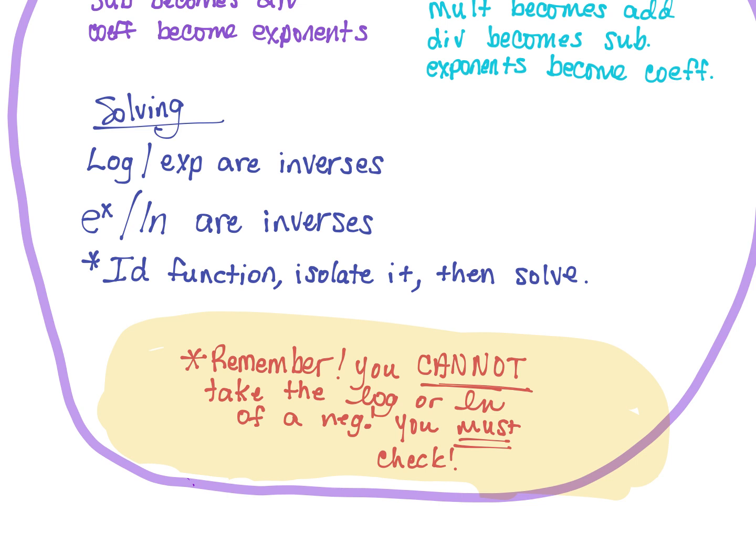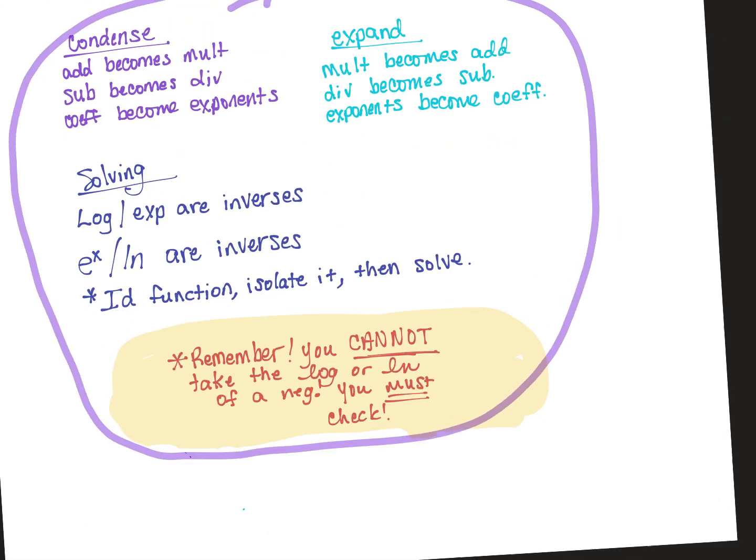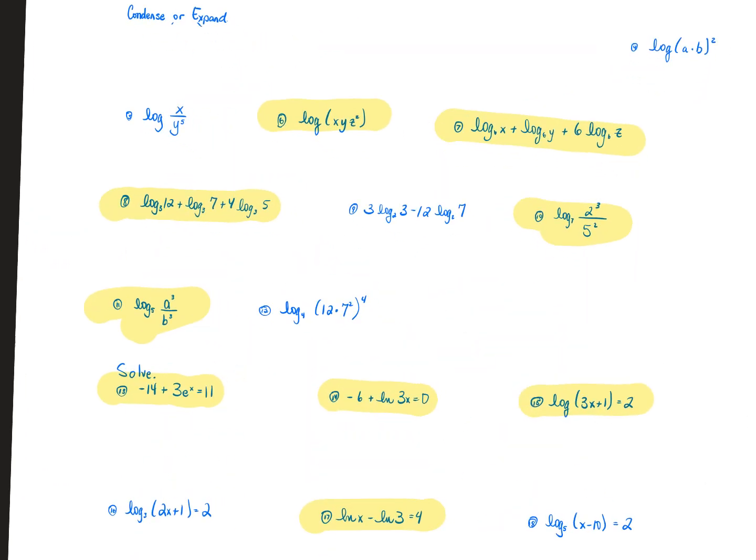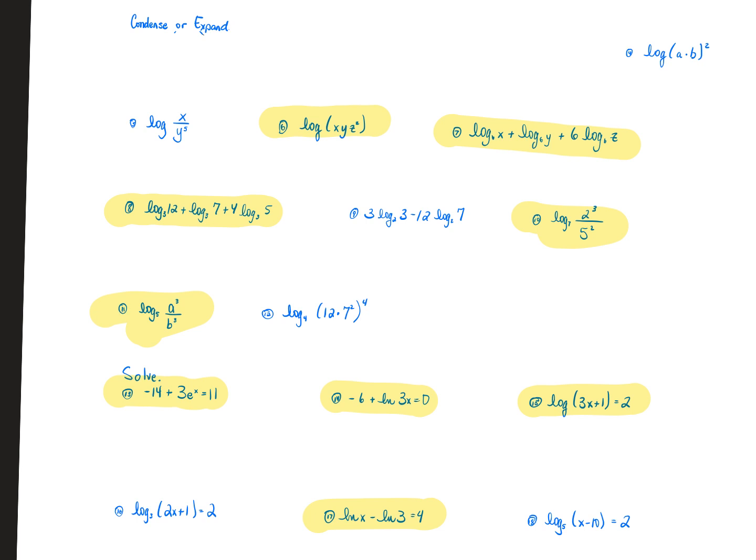I tell you guys to get some sort of a routine going when you're solving these problems so you don't get yourselves confused. Identify your function. Isolate it, then solve. And remember, you cannot take the log or natural log of a negative number. Check your answers. Okay? All right, everything is posted on Canvas.